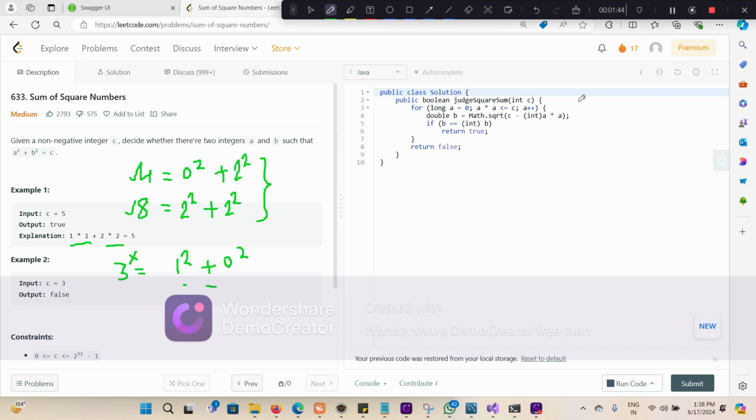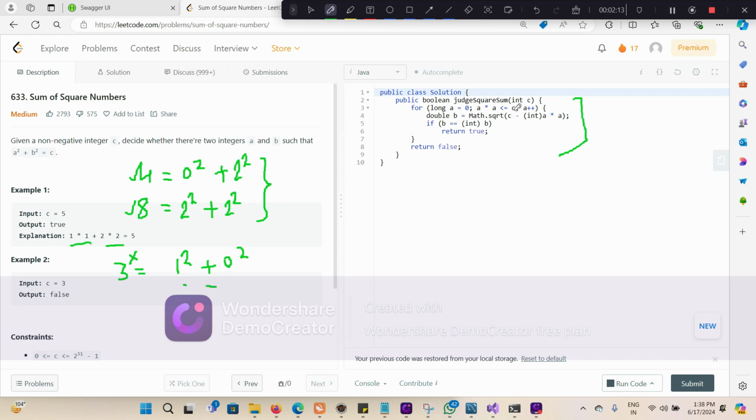I have written my code here. What is happening here is I am using this for loop, you can see on line number 3. Why am I taking long, not int? Because this c could be very large, a very huge number, so overflow could be a problem. For safety, to avoid any kind of overflow, I am taking the data type as long.